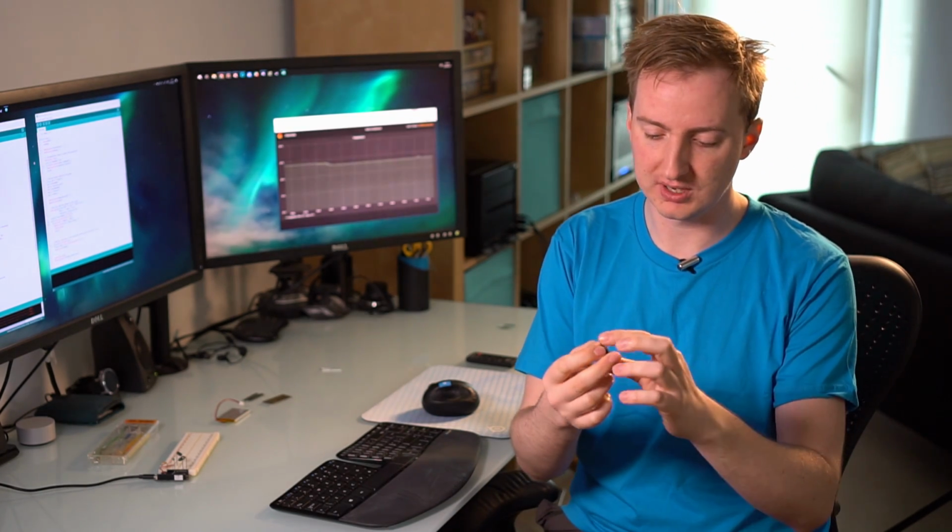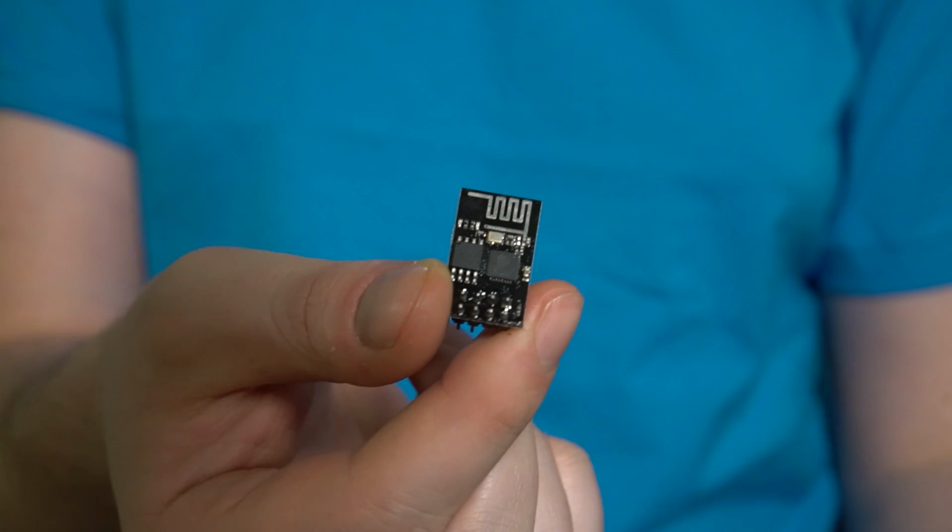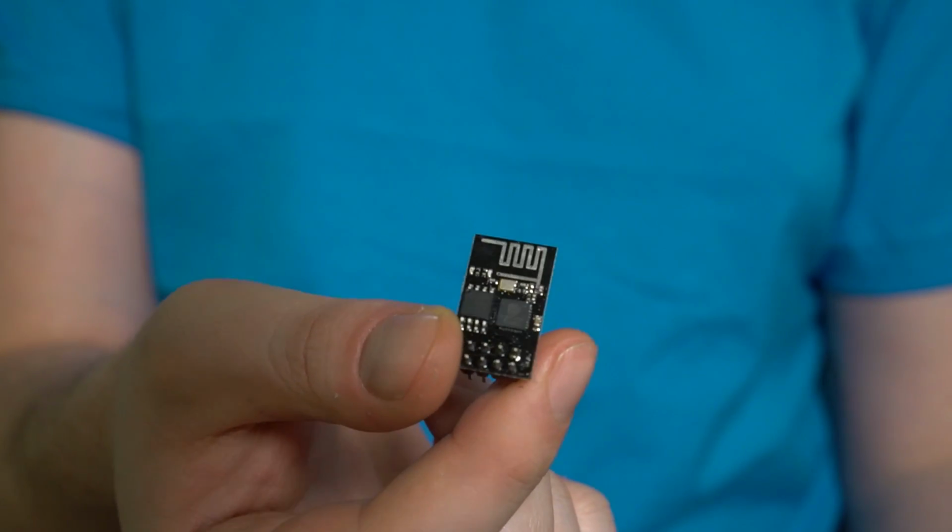Now, I first heard about the ESP when it was a small chip like this that you plugged into an Arduino or something else to do wireless. You sort of talk with it over serial and it does the wireless for you and sends you the data back. But it turns out that on the chip there is also a microcontroller. You can program this thing. It has, you know, a little bit of storage space and some processing power.